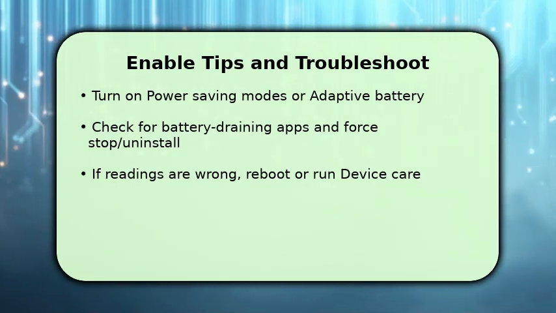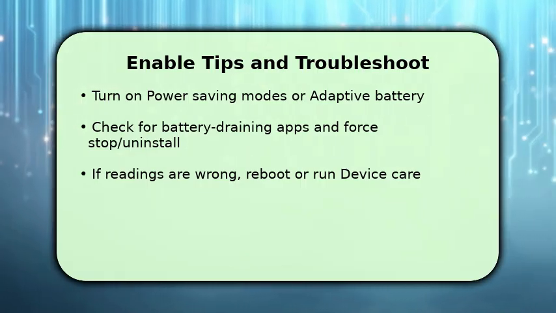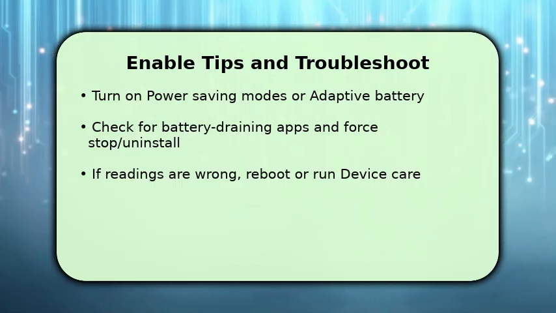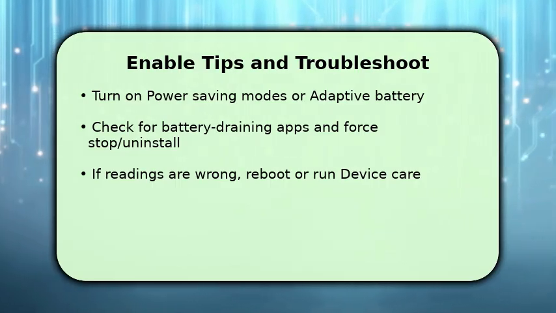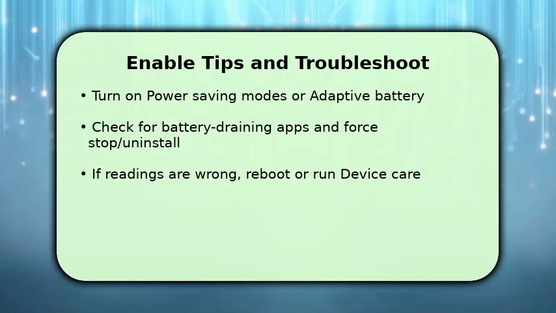If readings look inaccurate, reboot your phone and recheck. Sometimes a simple restart recalibrates stats. If problems persist, run device care or safe mode to isolate misbehaving apps. That usually resolves mysterious battery drops.